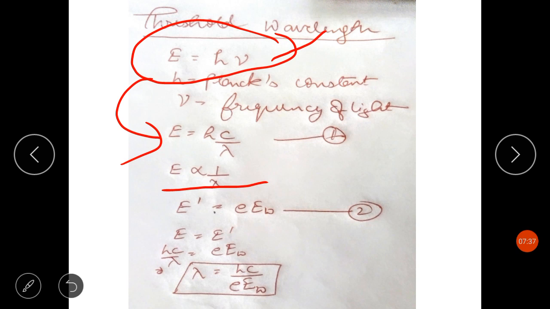Now, since I have told you that E is inversely proportional to lambda, or you can say that the energy of a photon is related to the wavelength of light, we also know that for different colors of light, what does it mean? Light having different colors means the wavelength of light is different. So for different colors of light, the light has different wavelengths, and for different wavelengths, from this relation we can say that the energy of the photon of that light is also different.